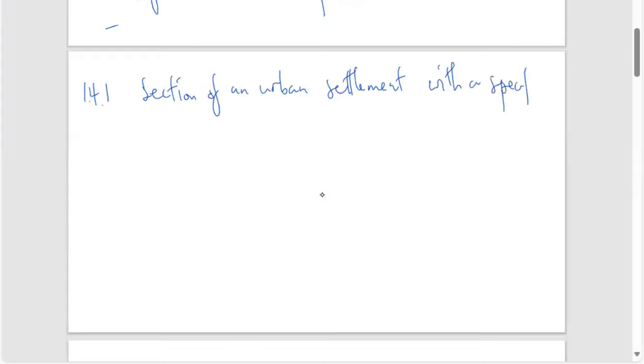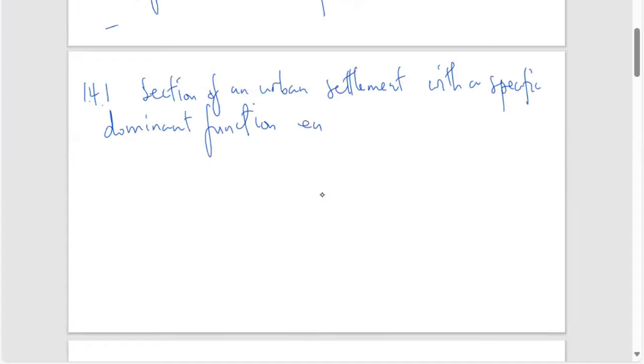When we're talking of a land use zone, we are saying it's a section of the urban area of an urban settlement with a specific dominant function. It's a section of an urban area that accommodates a specific dominant function, which means in that particular area, there is one activity that dominates.